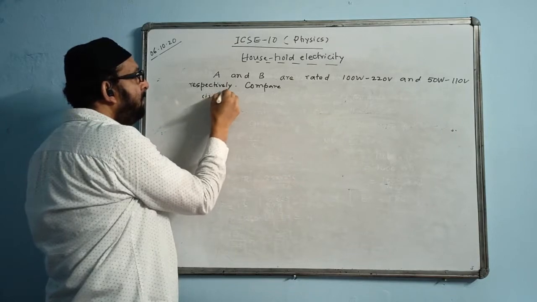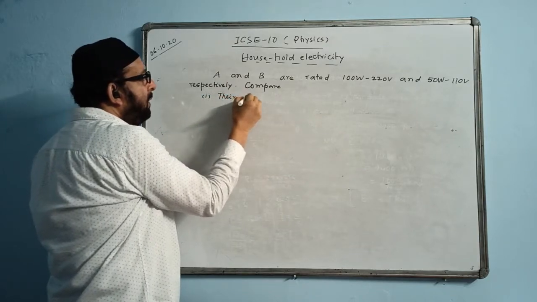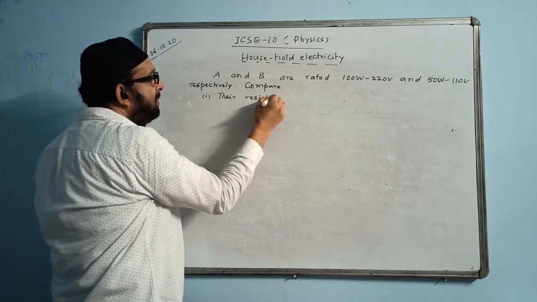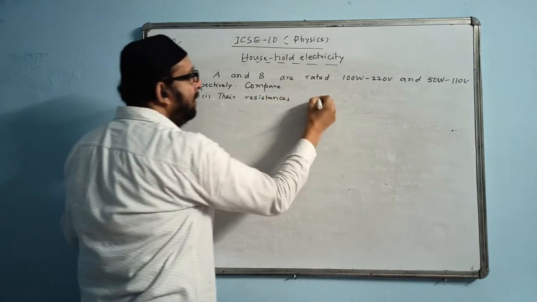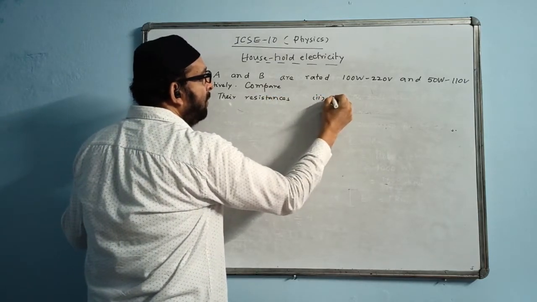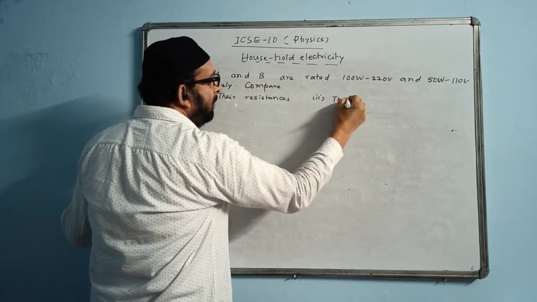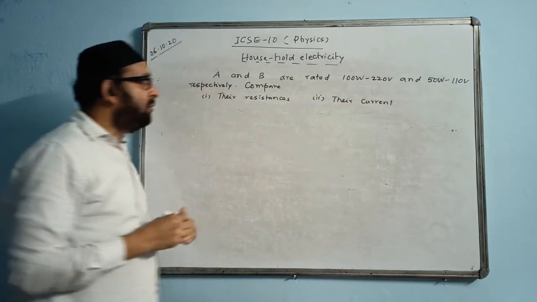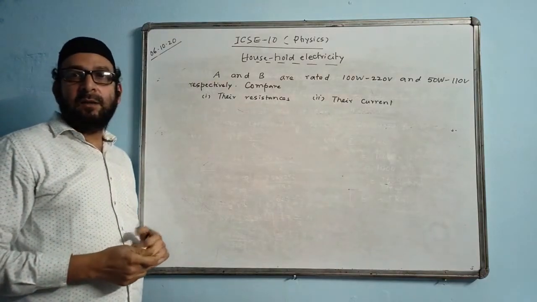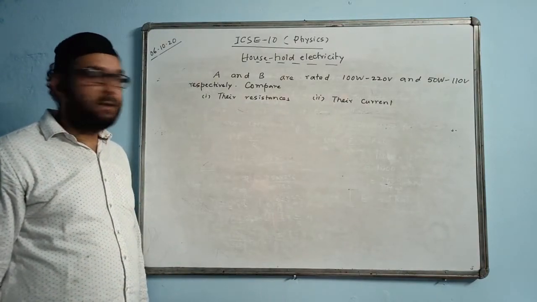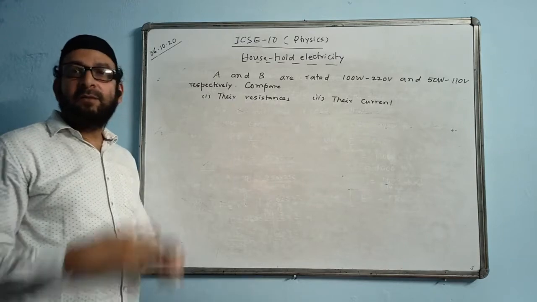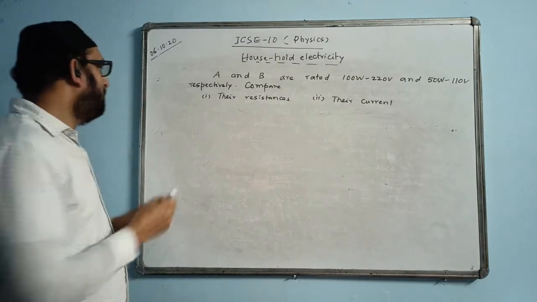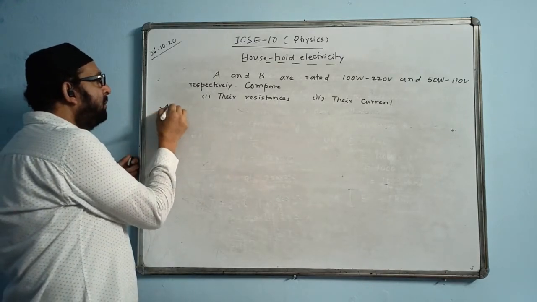That is the question. Compare their resistances, and number two, their currents. Compare means you will find the ratio of the two cases. Okay, now see the answer. Bulb A's rating is 100 watt, 220 volt, and bulb B's rating is 50 watt, 110 volt.